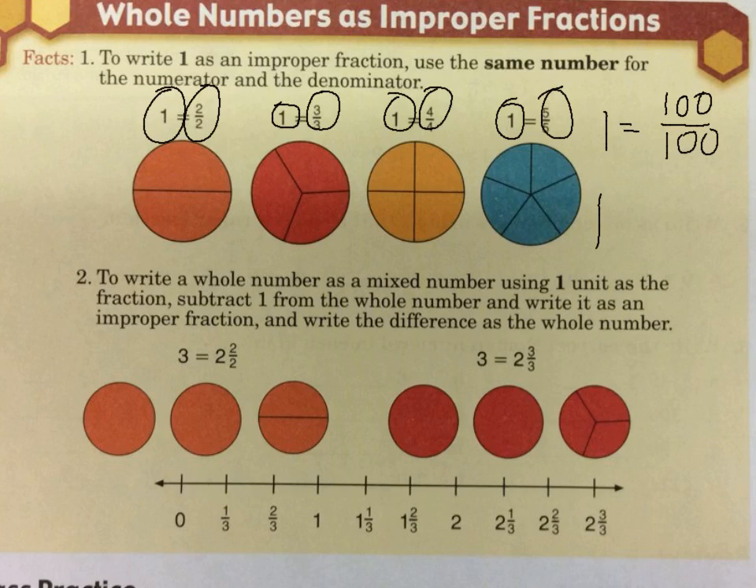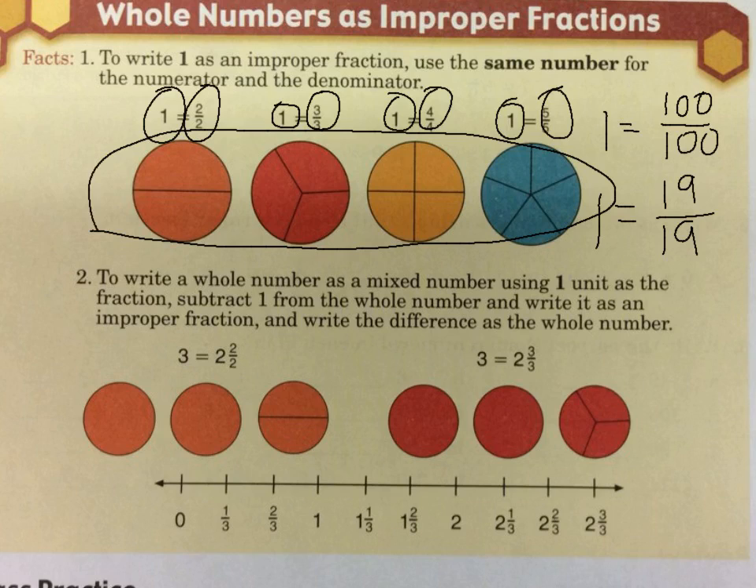1 could equal 19 over 19. And these pictures here kind of gives us an idea why it's true. Well, yeah, 1 whole. Here we have 1 whole, but it's also 2 parts, and so it's 2 out of the 2 parts there.